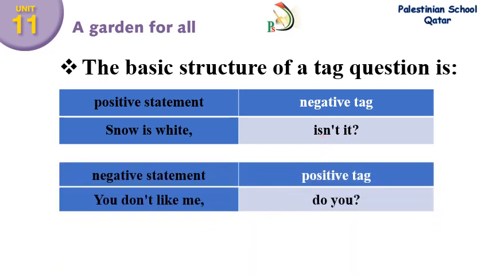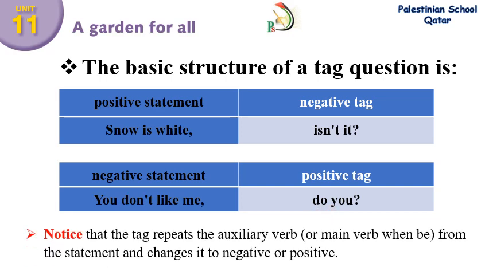Negative statement, positive tag. You don't like me, do you? Negative statement here. Positive tag, do you, without not. Negative statement, we have here not. Positive tag without not. Do you? Notice that the tag repeats the auxiliary verb or main verb from the statement and changes it to negative or positive. Let's go to complete.